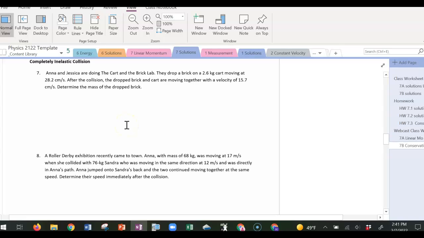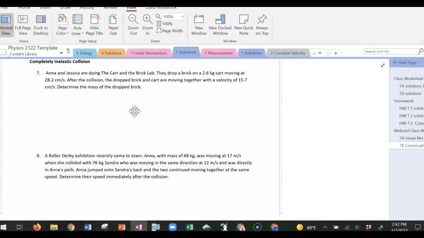This webcast continues looking at some problems that involve conservation of momentum. First, we're going to look at a collision that is completely inelastic. That means that once the two objects collide, they stick together. So the initial momentum of the system is the sum of their individual momenta, but at the end they're moving together, and so the final momentum is their combined mass times a shared common final velocity.